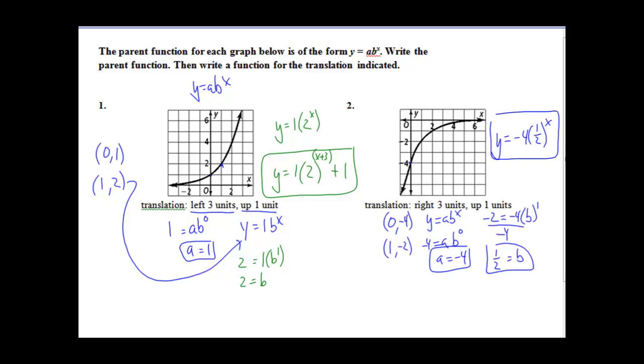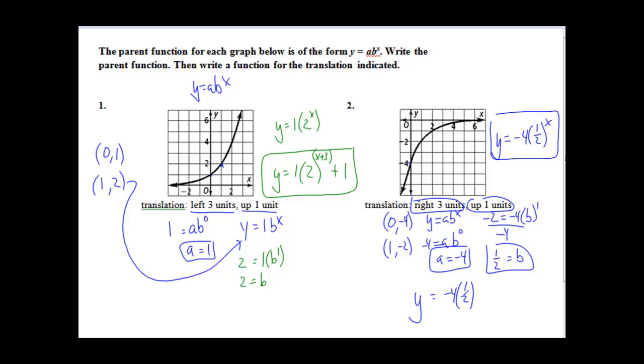Welcome back. If you notice, all I did was start with the original function. The function we get by using 0, -4 and 1, -2 gives a equals -4 and b equals 1/2. Plug it in and we get y equals -4 times 1/2 to the x power. There's our function. Now we need to translate the function into what they gave us, right 3 units and up 1. So we get y equals -4.